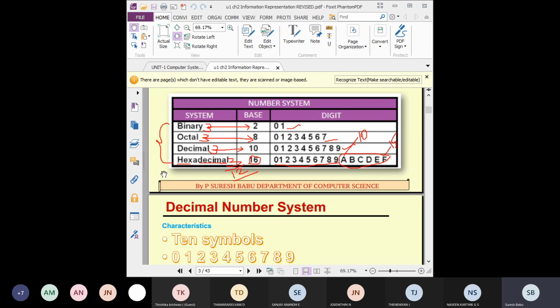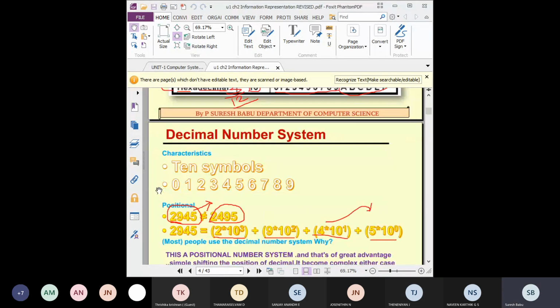Okay, so this is the basic thing you should understand before going to convert from one number system to another number system. Okay, everyone understood? Students, everyone understood this basics? Yes, sir.